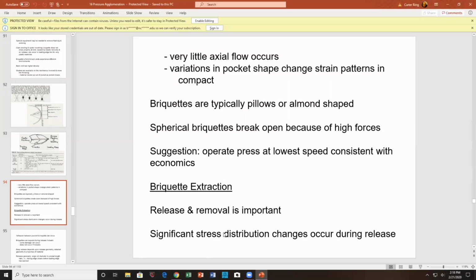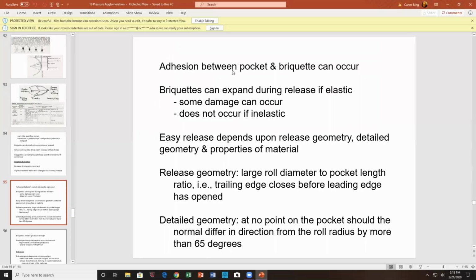Release and removal is important. Significant stress distributions change during the release. Adhesion between the pocket and the briquette can occur. Oh boy, that's a toughie there. Briquettes can expand during release, and some damage can occur. It does not occur if it's inelastic. It will expand during release if elastic.